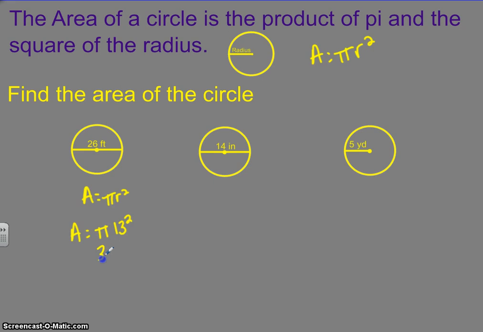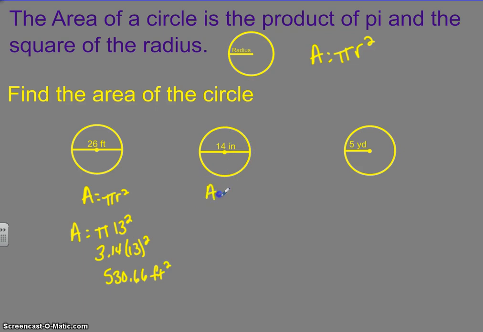Okay, so that is really 3.14 times 13 squared. Now remember, you have to square 13 before you multiply by 3.14 or your answer is going to be wrong. So if I square 13, I get 169. 169 times 3.14 is 530.66. That is area. It is feet, so it's square feet.